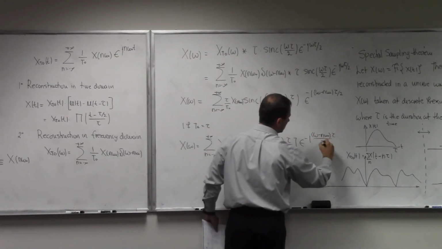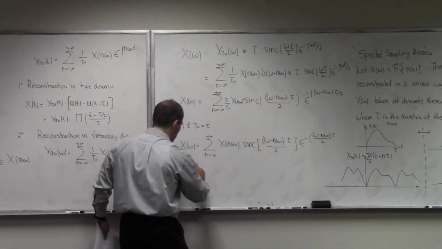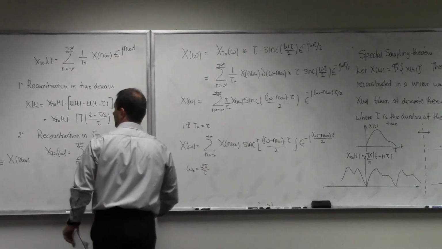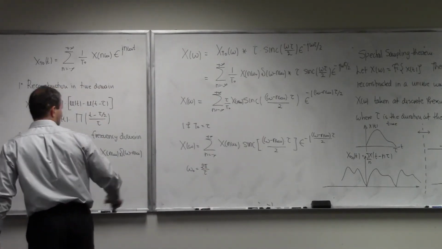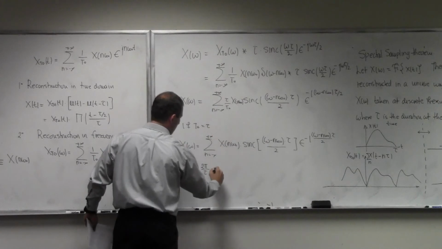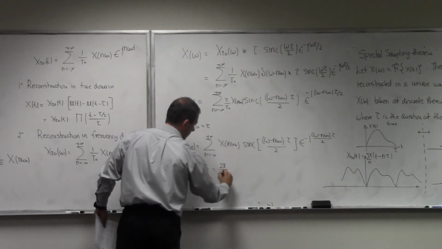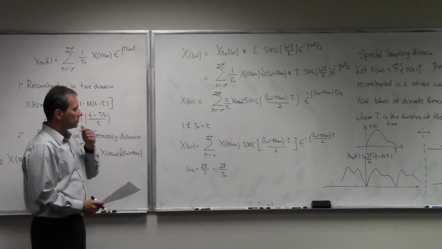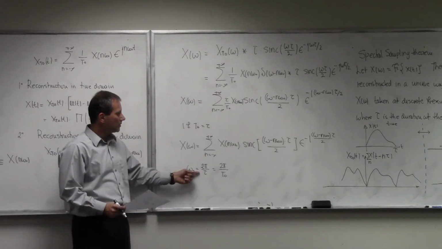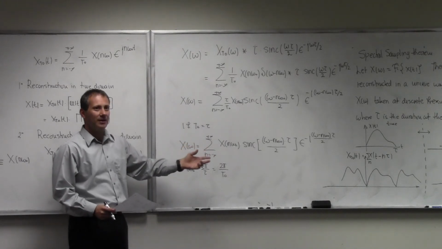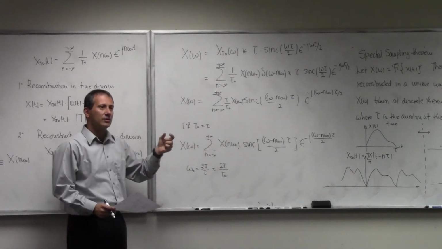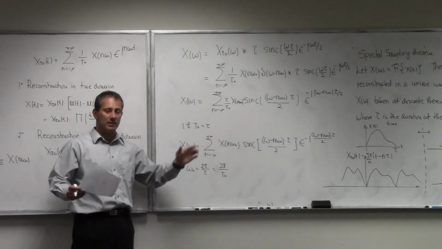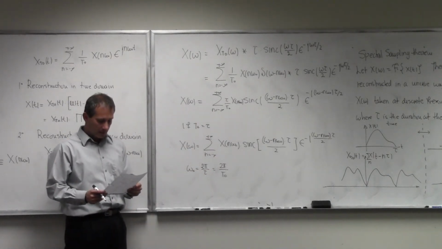tau over 2. Remember this omega 0 was equal to 2 pi over tau. So that's how often I need to sample them. In other words, my sampling frequency in the frequency domain, or the separation of the frequencies that I need to take in the frequency domain, is 1 over tau, where tau is the length of the signal in the time domain.